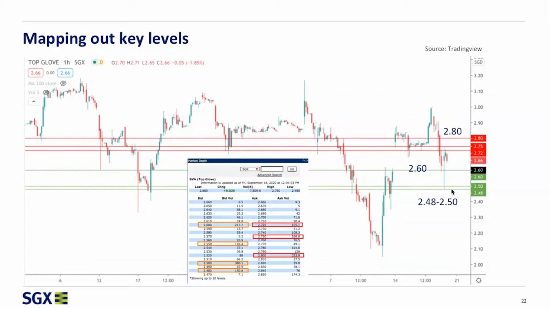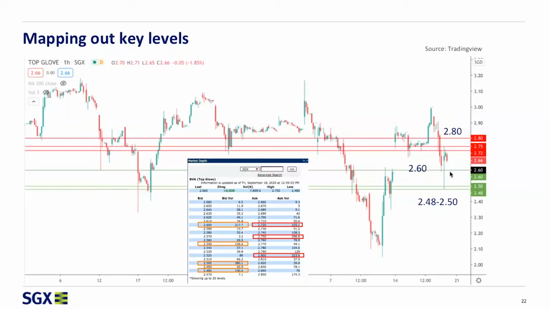Now next, why is it that they are looking at 260? I sort of skipped 255 here, right? So why is it that they are looking at 260? Because that's a previous high before it gapped up, and that's also one of the recent lows here. So that's important level 260.